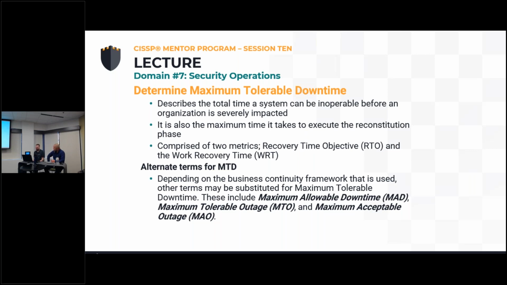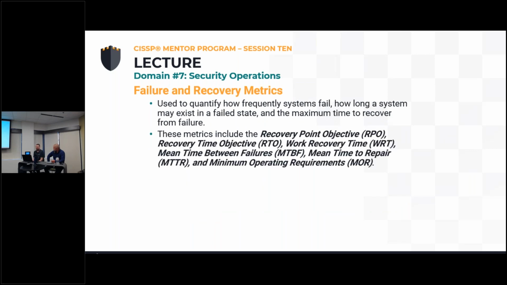Alternate terms, just know: maximum tolerable downtime, maximum allowable outage, acceptable outage. Those all basically mean the same thing. But you need to know that there are multiple terms that mean the same thing.